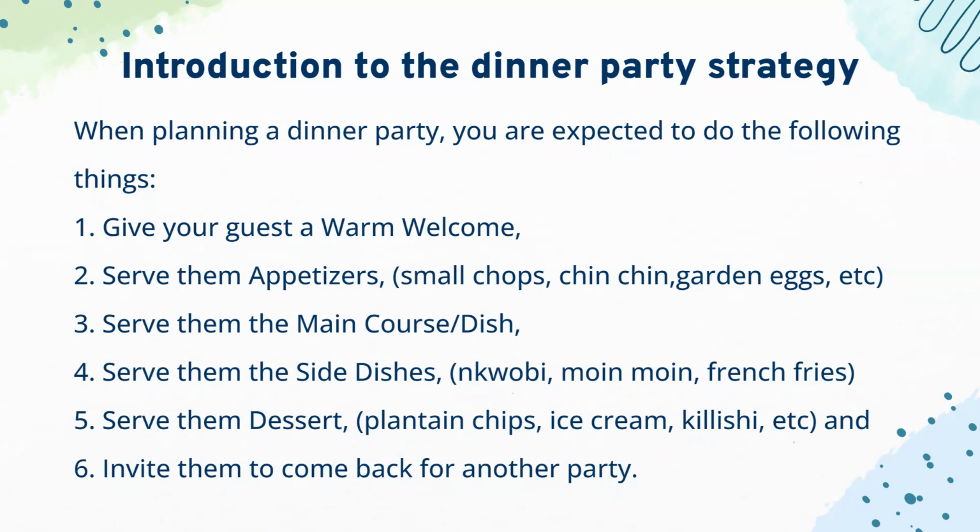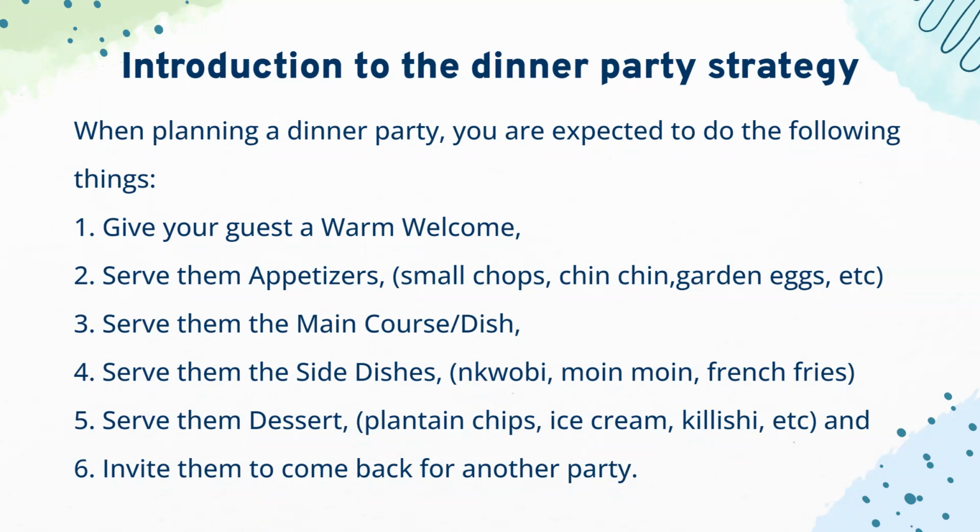And after appetizers, what comes next? Number three, we serve them the main dish. What is the main dish? It depends on what you cook for your party. It can be pounded yam and egusi soup. It can be any other thing. But after serving them appetizers, we serve them the main dish. Now, after serving the main dish, what do we do? We serve side dishes. Now, in the African Nigerian context, what are side dishes? Side dishes can be moi moi, it can be French fries, it can be nkwobi, it can be the salad that you put by the side of the food.